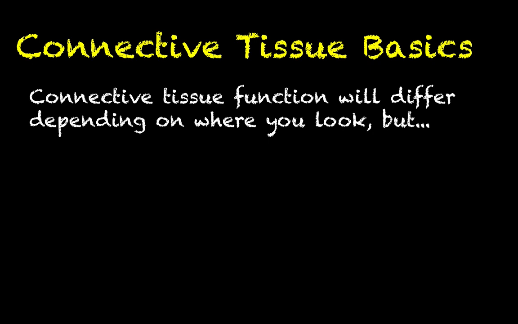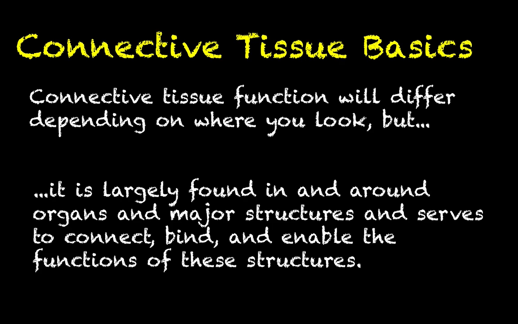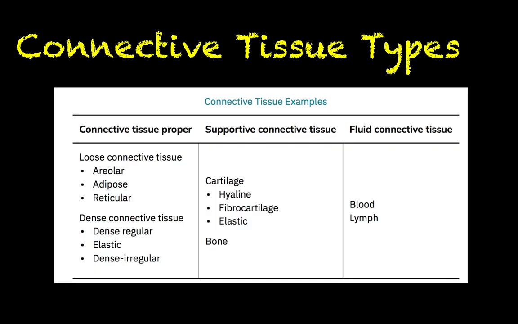As far as what the actual function of connective tissue is, that's a little hard to nail down, because connective tissues are very diverse and they have a lot of different functions depending on where you're looking in the body. But in general, connective tissue is going to be found in and around organs and other tissues and major structures in the body and serves the purpose of connecting and binding those tissues together, and then enabling the functions of those structures in whatever way is appropriate for whatever you happen to be talking about.